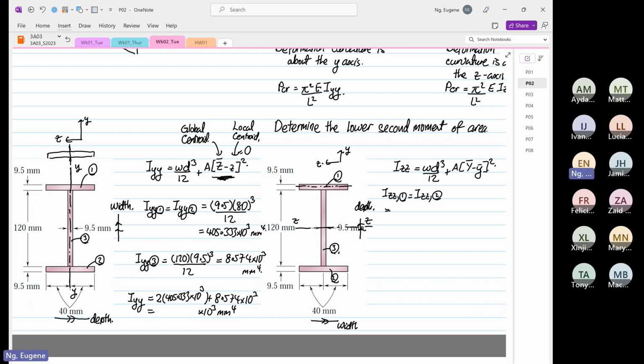405.333 times 2 plus 8.574. So it's equal to 819.24 times 10 to the power 3 millimeter 4, or 819.24 times 10 to the power of minus 9 meter to the power of 4. Okay, so the first term up here, this is to the power of 3.